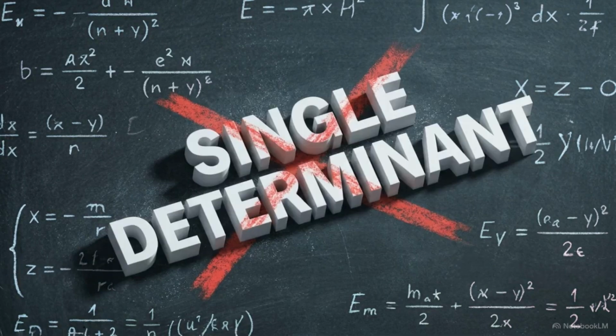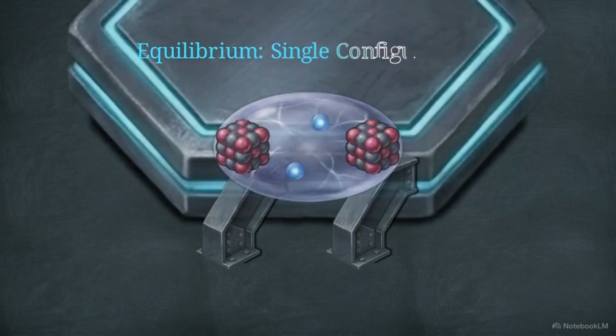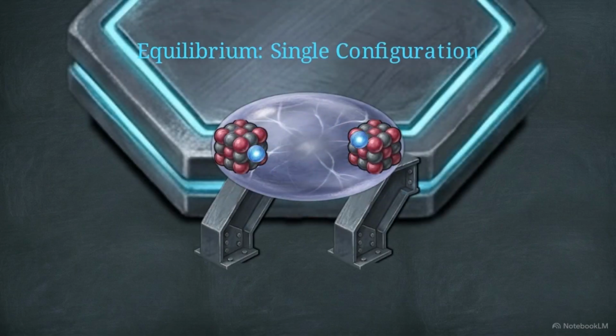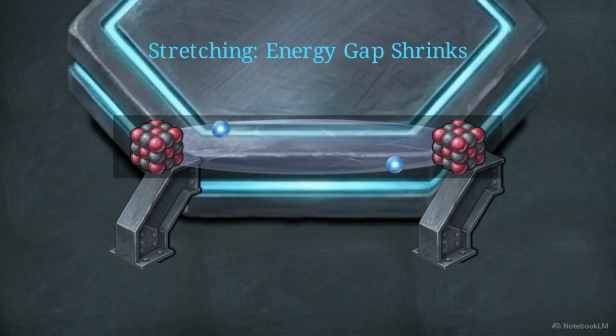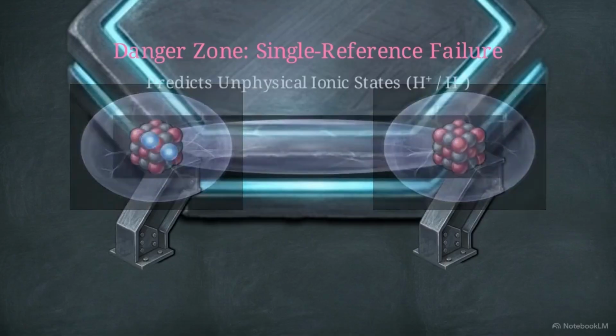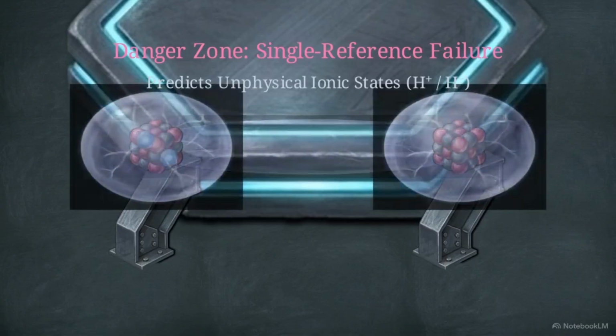But there is a critical limitation to these single reference methods. They fail when a single electronic configuration is no longer sufficient to describe the molecule. Take the simple H2 molecule. At its equilibrium bond distance, the system is well described by a single bonding orbital configuration. As the bond is stretched toward dissociation, the physical reality shifts. The bonding and antibonding orbitals become nearly degenerate, meaning they are very close in energy.